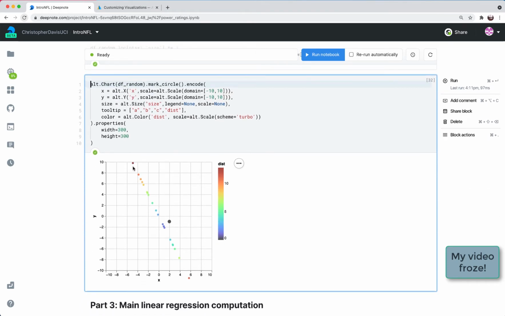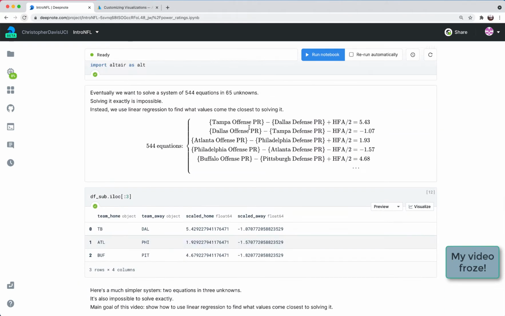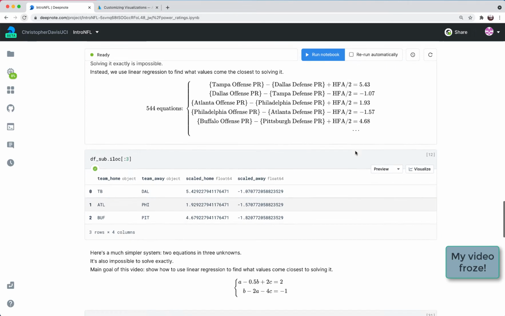And so you can see that no matter what values of A, B, and C I choose, they're always lying on this line. And it's going to be something really similar in this complicated expression. No matter what values of the 65 variables we choose, well, it's not going to be on a line, but it's going to be on some at most 65 dimensional, and I think it's more like 63 dimensional subspace of this big 544 dimensional space that we're trying to solve.